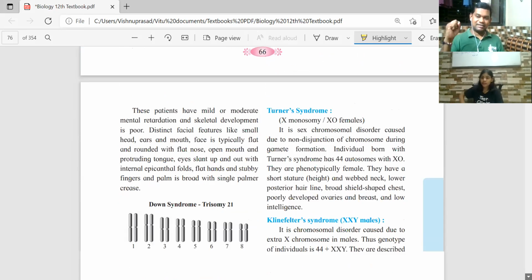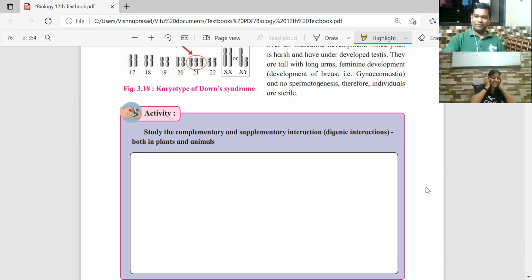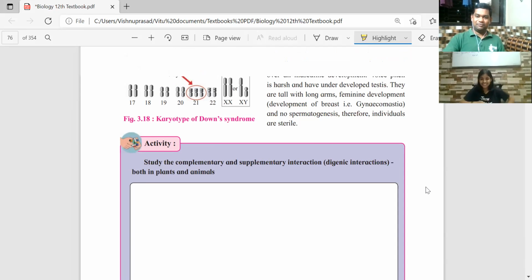Because how is the palm crease formed? During embryonic development, inside the mother's womb, the hands are always closed like this. At that time the hand does not close properly, so a single crease forms. Okay, that was Down syndrome.